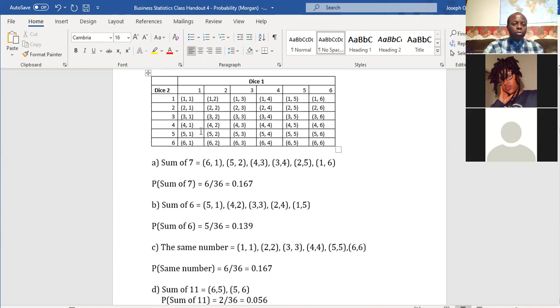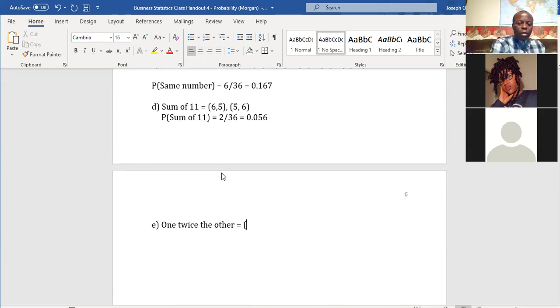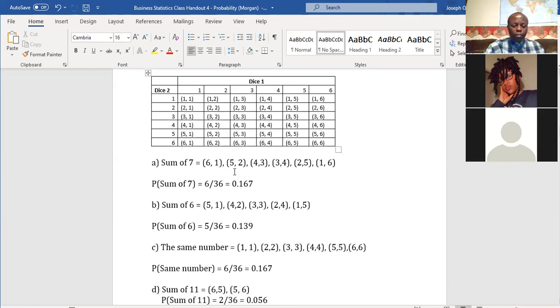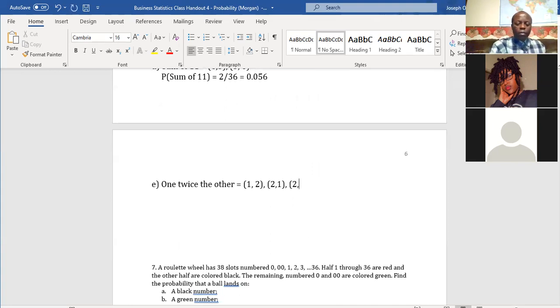So 1, 2 and 2, 1, because twice 1 gives us 2. The next one we need is 2 and 4. 2 plus 2 is 4, so twice 2 gives us 4. So 4, 2 and 2, 4.